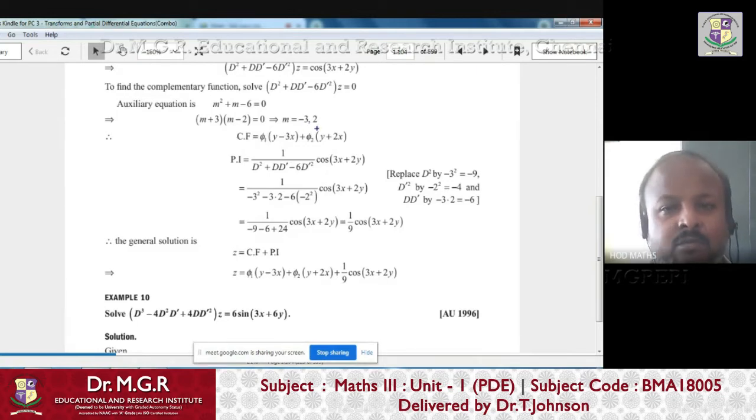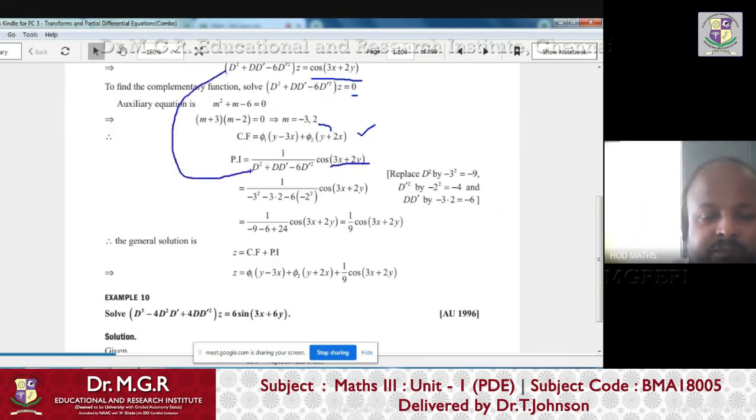Since minus 3 and 2 are roots, you have to write phi 1 of y plus the first root. First root is minus 3, so minus 3x, plus phi 2 of y plus the second root, that is 2x. So this is the complementary function over. There we assume the right hand side is 0. But in the original function, the right hand side is not 0. It is cos of 3x plus 2y. So now what you have to do is put cos 3x plus 2y in the numerator, and write this term in the denominator, just like in your exponential function.